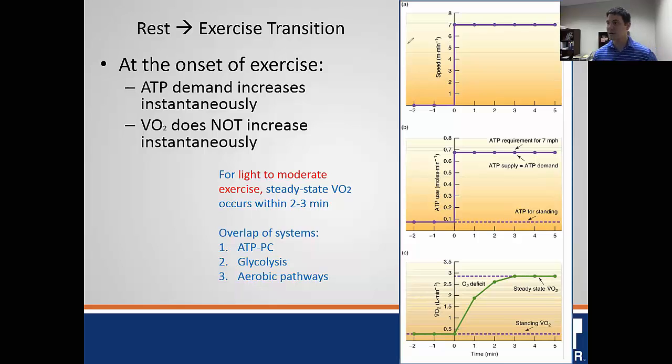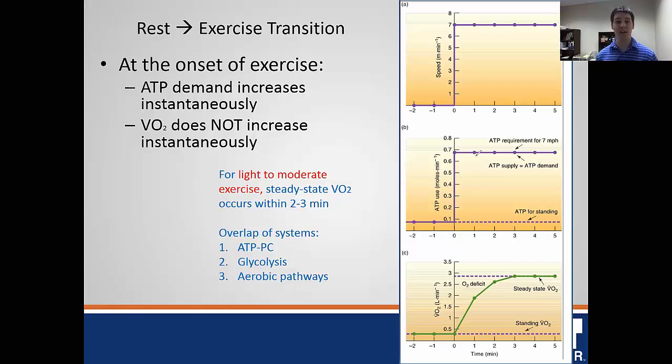And that's illustrated by these two figures here. So for example, you get on the treadmill and the treadmill's running 7 miles an hour. This is a pretty brisk jog, for those of you who aren't familiar with what 7 miles per hour feels like. And if we look at figure B, the amount of ATP required to run 7 miles per hour is the amount of ATP that we are able to generate. So we go from this low level instantly to the amount of ATP required to run 7 miles per hour.